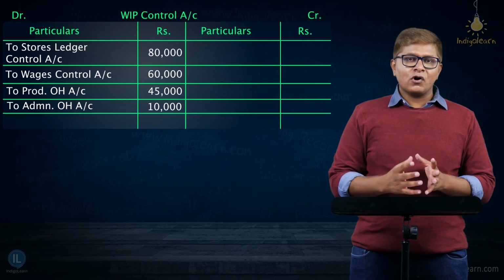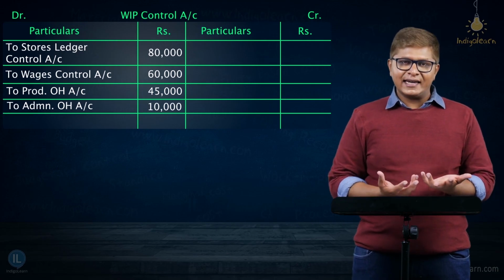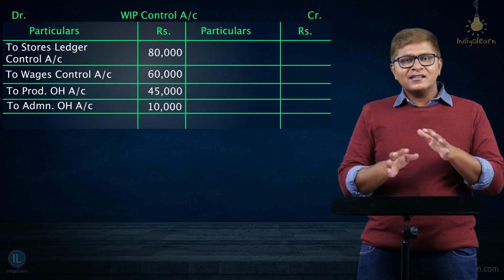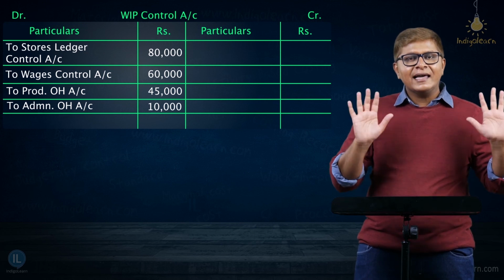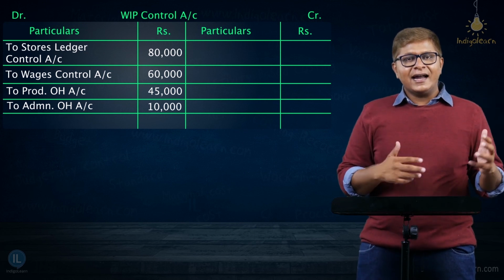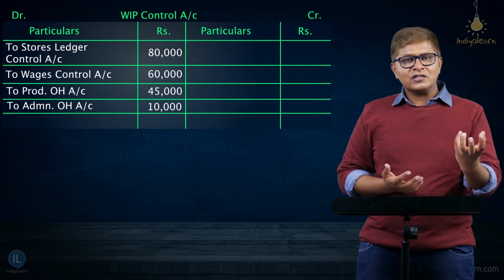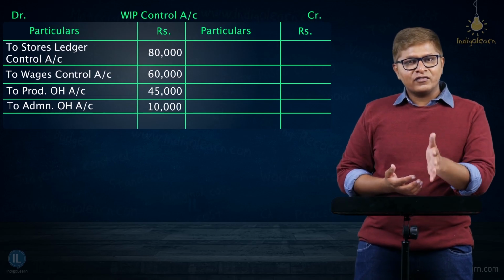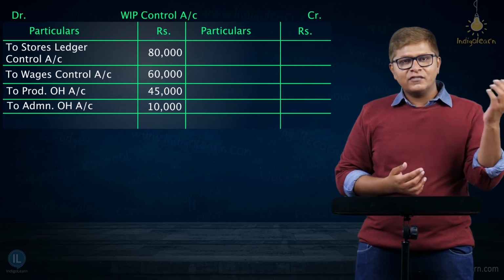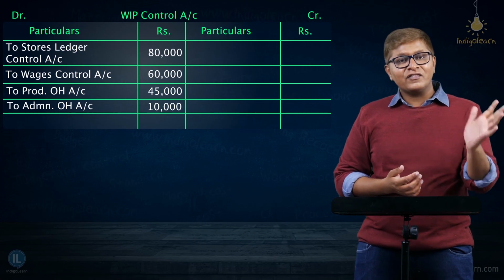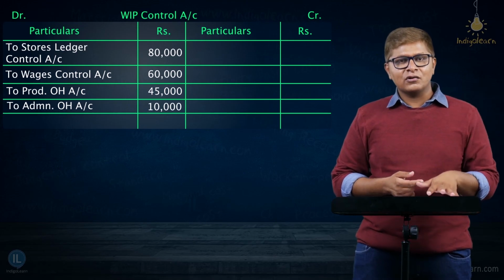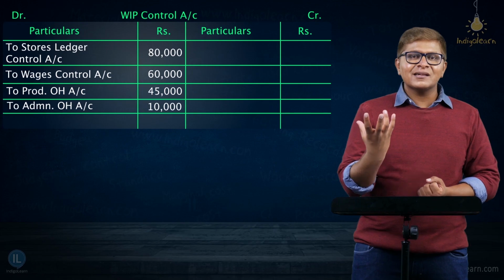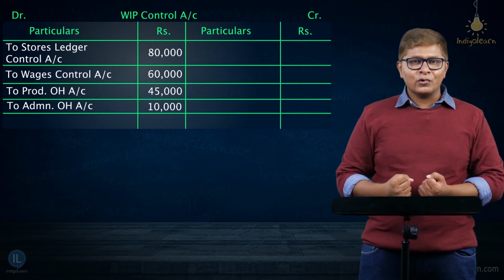And they are saying the cost of the finished goods produced is 1,95,000, which implies that there is no WIP lying as a closing stock. See, had they said that the cost of finished products is 180, we would have transferred 180 from this account to the finished goods account, and the balance 15,000 would remain in the WIP control account, which would signify that there is some closing balance of work in progress.